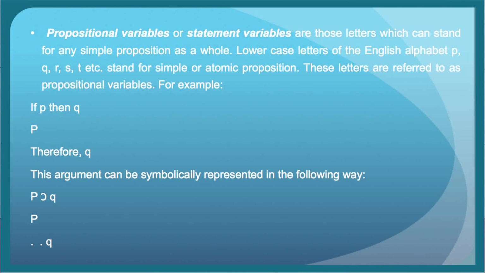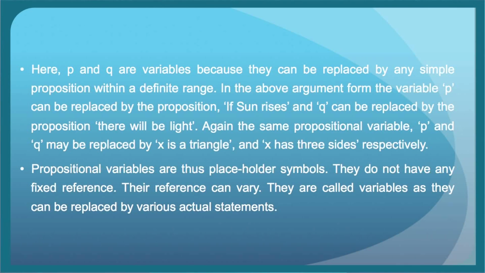For example, if P then Q, P therefore Q. This whole argument can be represented with the help of propositional variables like this: P horseshoe Q, P therefore Q. Hence, P and Q are variables because they can be replaced by any simple proposition within a definite range. In the above argument form, the variables P and Q can be replaced by propositions.